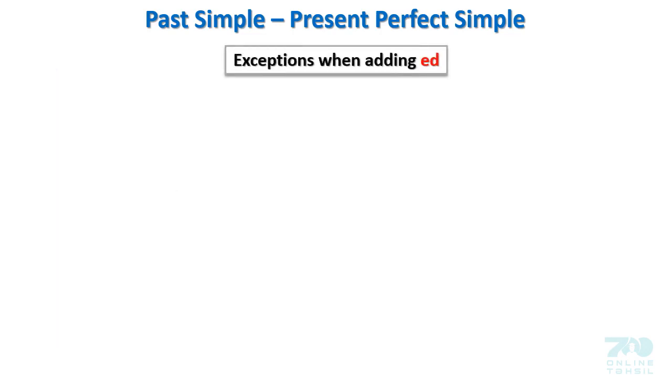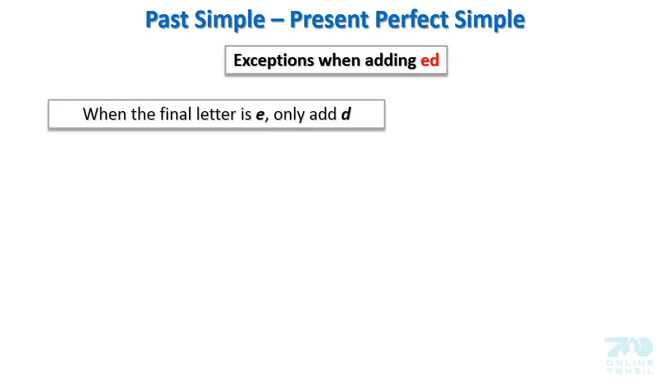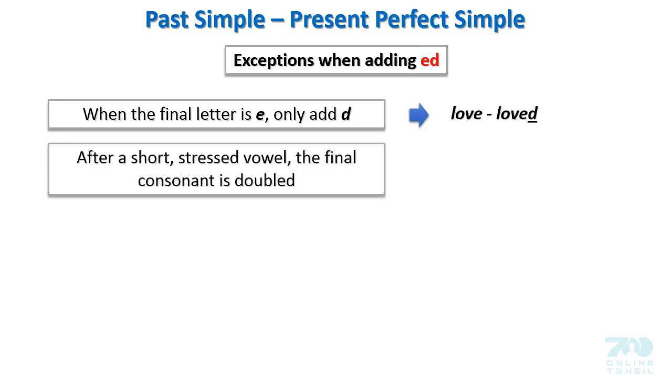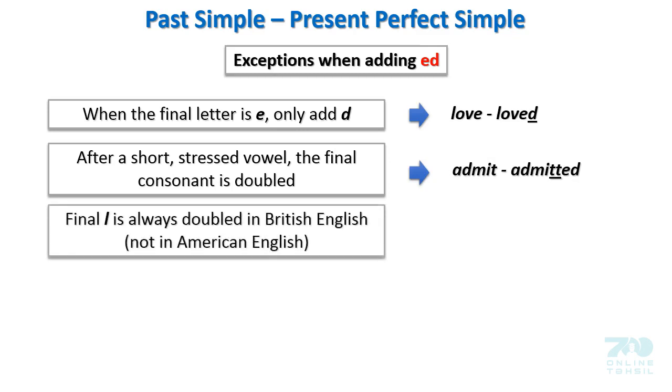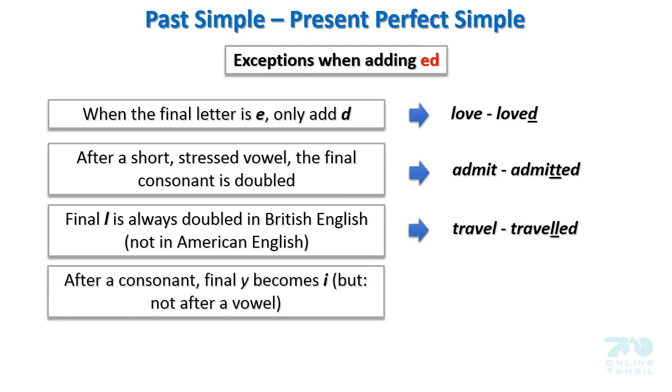Exception when adding ed: when the final letter is e, only add d. Example: love, loved. After a short stressed vowel, the final consonant is doubled. Example: admit, admitted. Final L is always doubled in British English, not in American English. Example: travel, travelled. After a consonant, final Y becomes I, but not after a vowel. Example: worry, worried, but play, played.